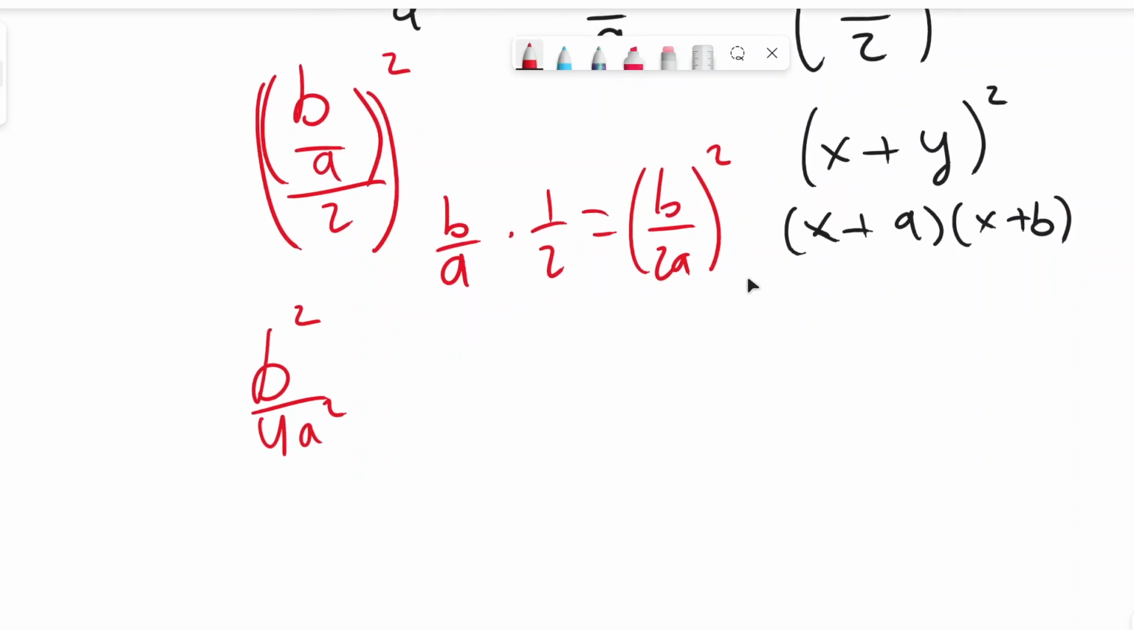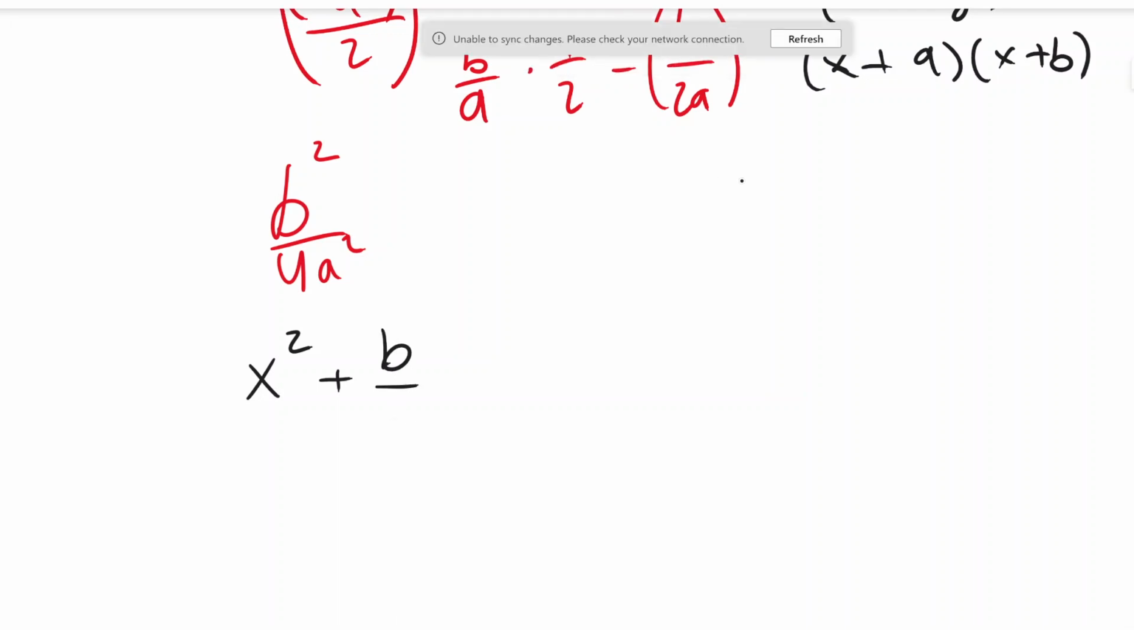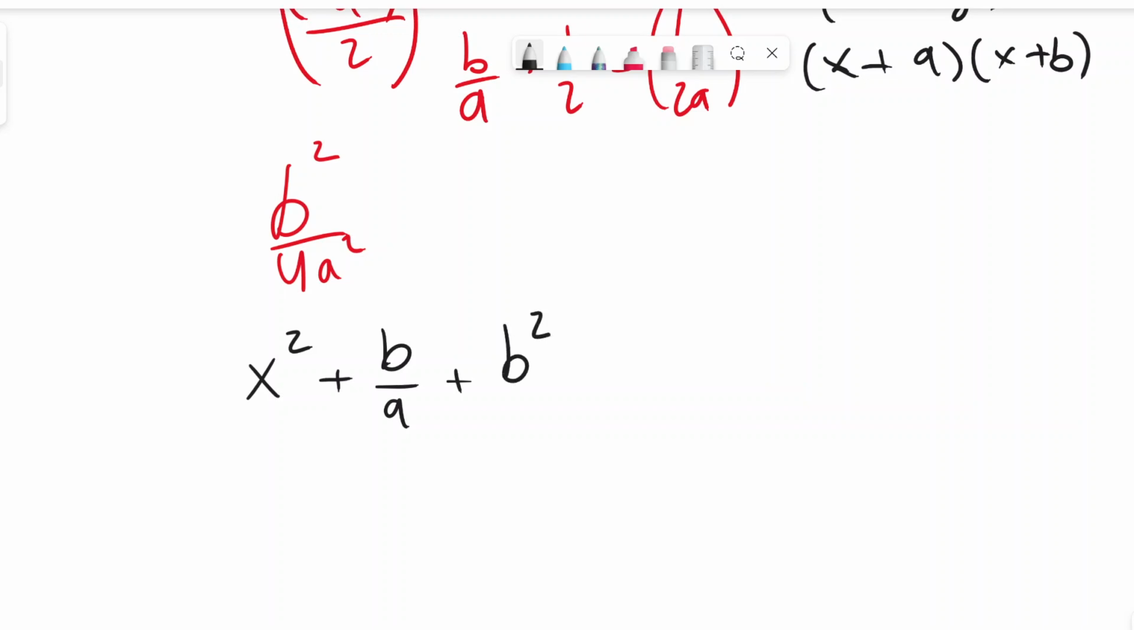So I'm going to come down a little bit here for more space. So we have x squared plus b over a x plus b squared over 4a squared equals b squared over 4a squared minus c over a.